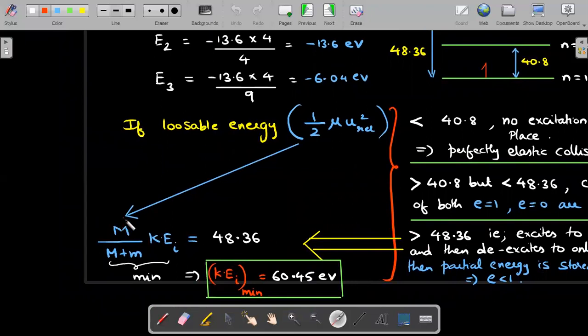And remember, on the previous page, I got the fraction capital M by small m plus capital M, into KE_i, is equal to 48.36. I think capital M was 4 times small m. So this is 4 by 5. Then I take it to that side. This would be 5 by 4 times this number. So KE_i minimum is 60.45.